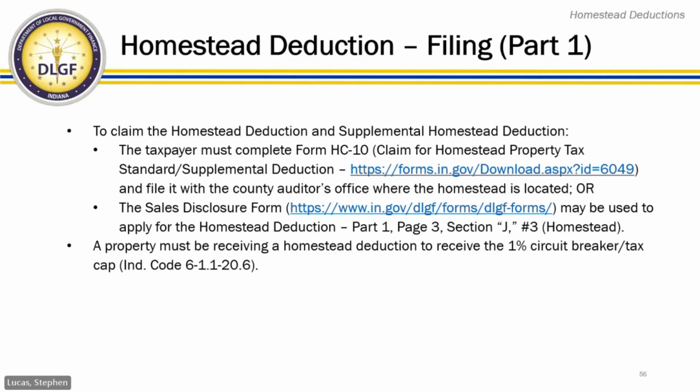Alternatively, state law allows taxpayers to file a sales disclosure form as a means of applying for the homestead deduction. The slide shows the part of the sales disclosure form, or at least references or cites to the part of this form where you essentially just check off the box indicating that it's your intent that this is to be used to apply for the homestead deduction. As I mentioned earlier, the property must be receiving a homestead deduction to receive or be subject to the 1% property tax cap.